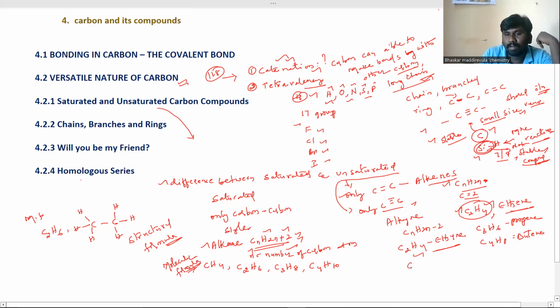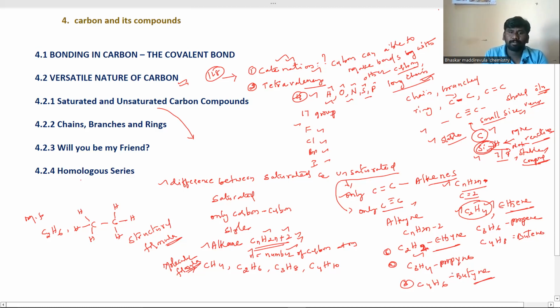The second member is propyne, C3H4. C2H2 is ethyne and C3H4 is propyne, the second member. What is the third member? C4H6 is butyne. This is how to remember them. They may ask what is the first member, second member, or sometimes the third member also.